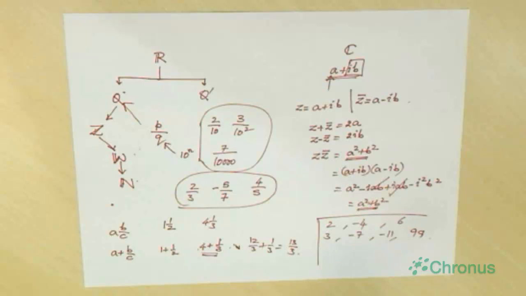Some interesting points here are: the sum of two even numbers is always an even number. Sum of two odd numbers is always an even number. Sum of an even number and an odd number is always an odd number. And coming to products, product of two even numbers is an even number. Product of two odd numbers is always an odd number. And product of an even number and an odd number is always an even number.